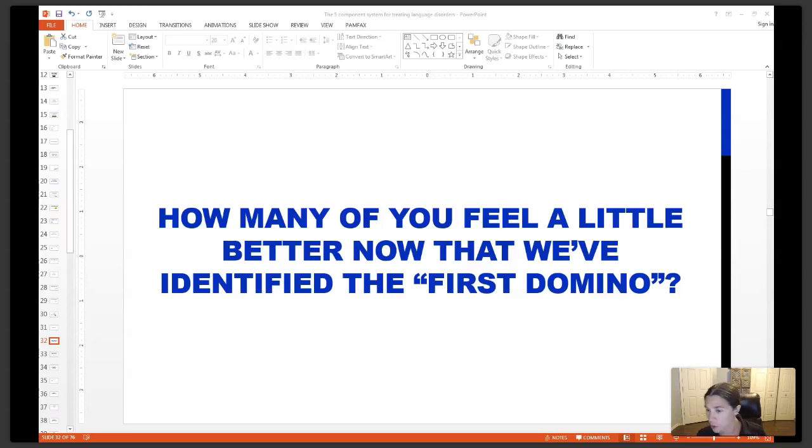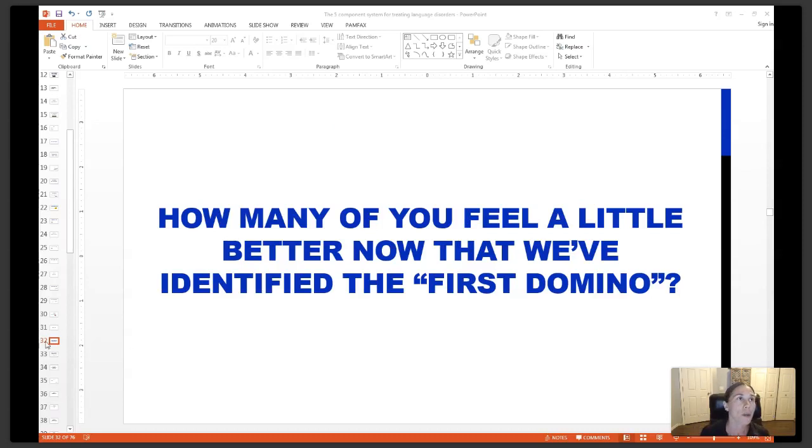So yes, before I move on though, how many of you feel a little bit better now that we've at least narrowed our focus? I know I haven't told you everything, but are you feeling a little bit better, like, hey, I'm confirming what I'm doing, or I at least know where I can focus and have that big picture?